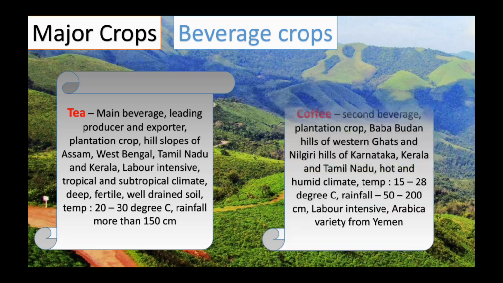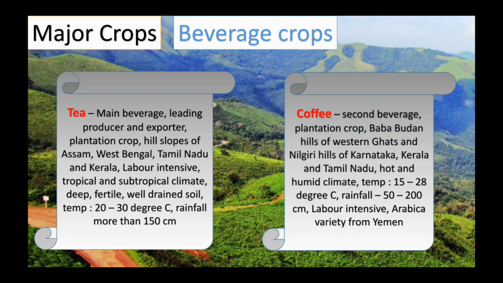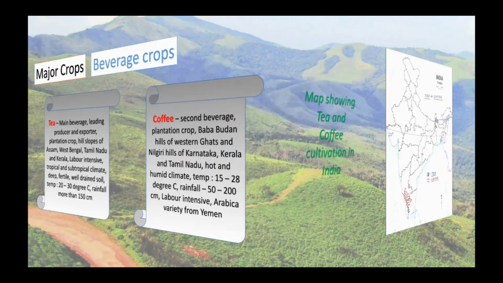Similarly, coffee is the second important beverage crop of India. Major areas of coffee plantation are the Baba Budan Hills that I am showing in the picture background, and Nilgiris of Karnataka, Kerala, Tamil Nadu. It also requires hot and humid climate with temperature 15 degrees Celsius to 28 degrees Celsius and rainfall between 50 to 200 centimeters. It's a labor-intensive plantation crop. Indian coffee is mainly the Arabica variety, which was brought from Yemen by the Britishers.